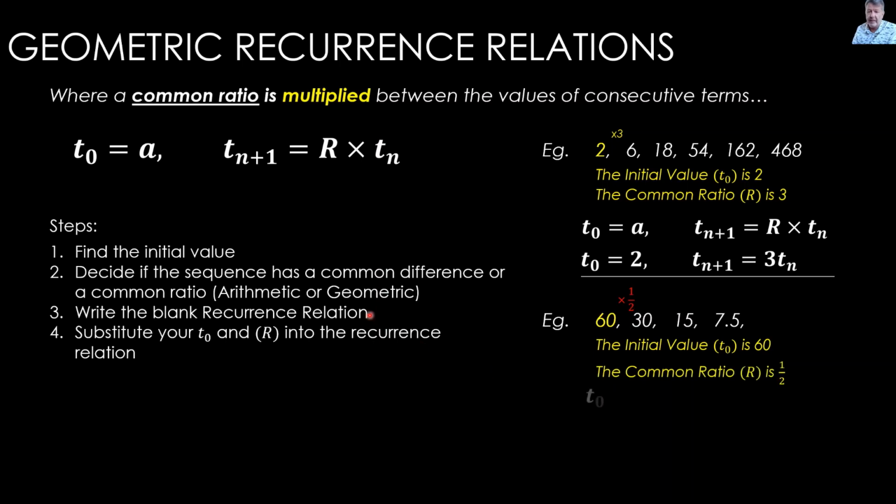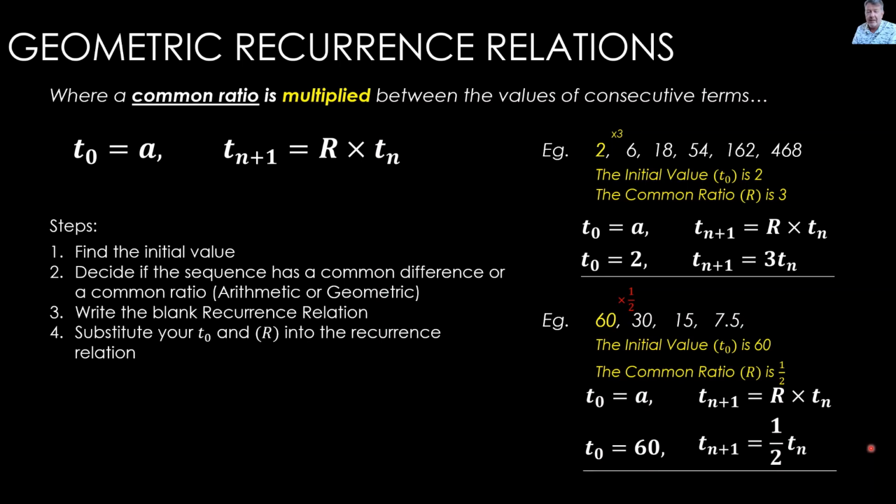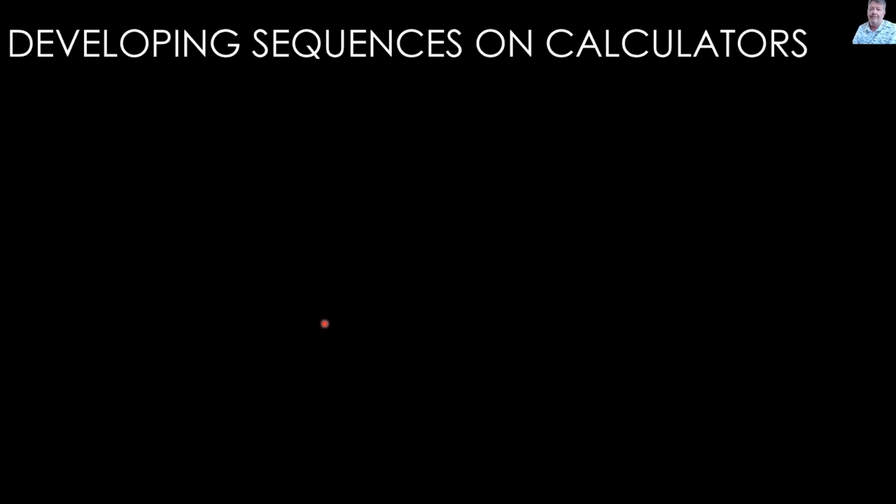Third step, write the blank recurrence relation. T0 equals A, Tn plus 1 equals R times Tn. The initial term is 60. T0 is 60. The next term is equal to 1/2 times the current term. Done. Same process, just have the two hardest parts: deciding whether it's arithmetic or geometric, and then writing the blank recurrence relation. Otherwise, it's dead straightforward. Now, the fun part, developing them on your calculator.